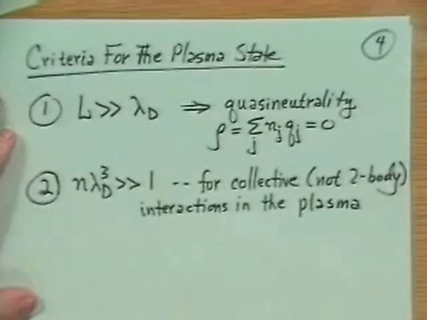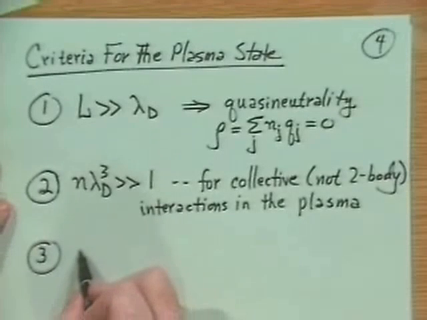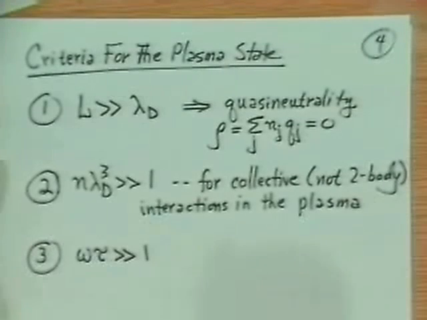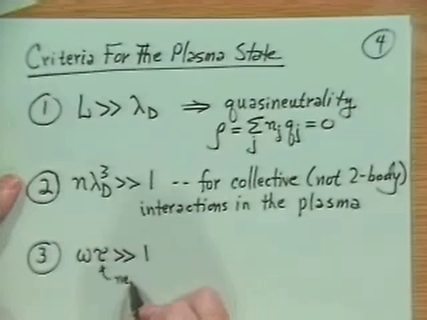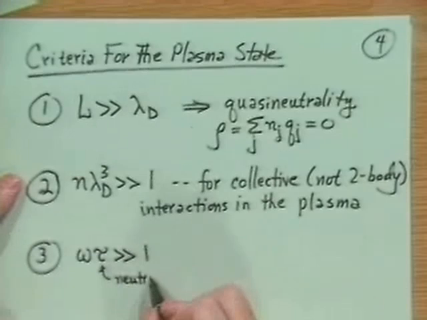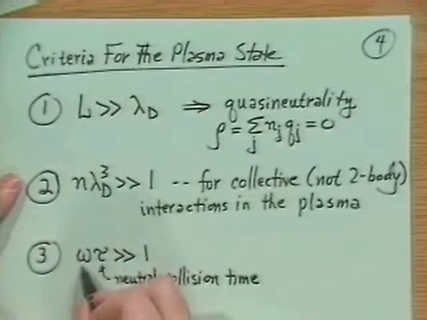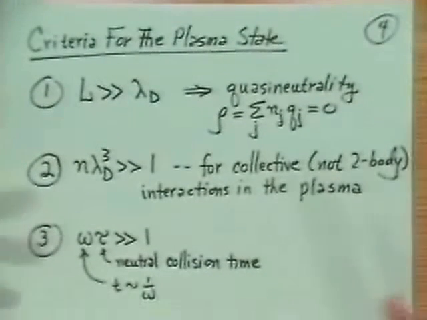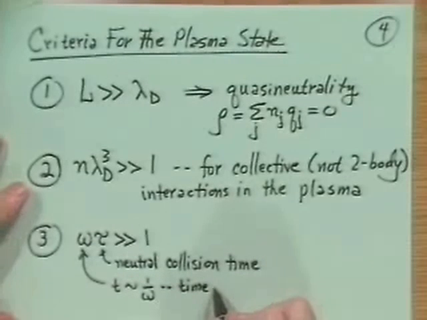Now, one final condition which I can just sort of mention is that the way in which Chen writes it is omega tau much greater than 1, where tau is the neutral collision frequency, or neutral collision time. So this is neutral collision time, collision of plasma particles with neutrals. And you can think of it as we're interested in timescales of 1 over a frequency, some frequency of interest. And this is the timescale for collective phenomena in the plasma.